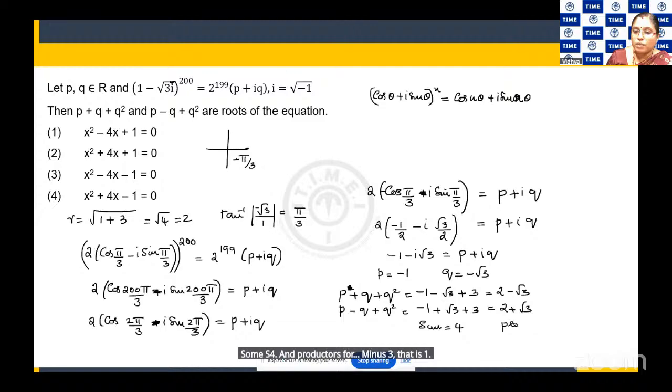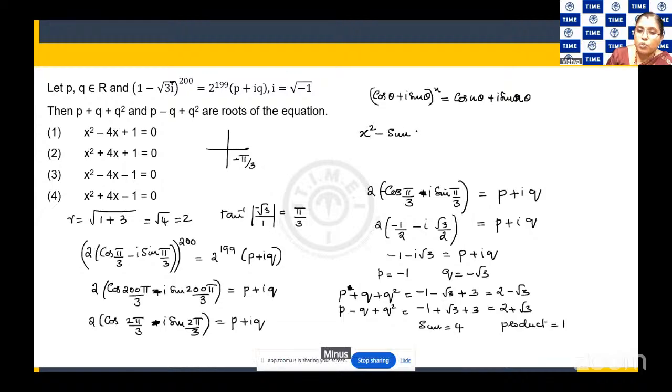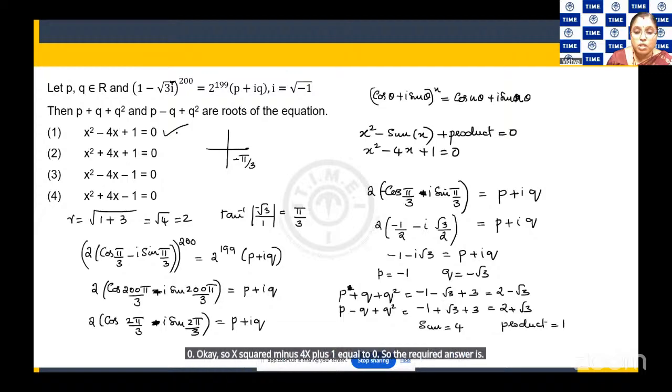Product is 1. So whenever we have sum and product, how will you write the equation? The equation is x square minus sum of the roots into x plus product equal to 0. So we get x square minus 4x plus 1 equal to 0. So the required answer is option 1.